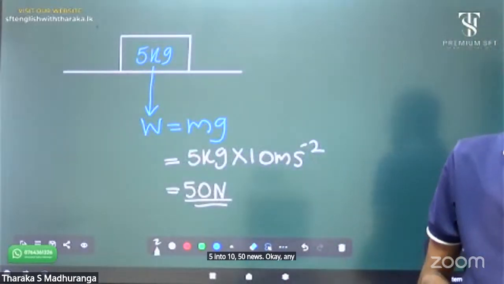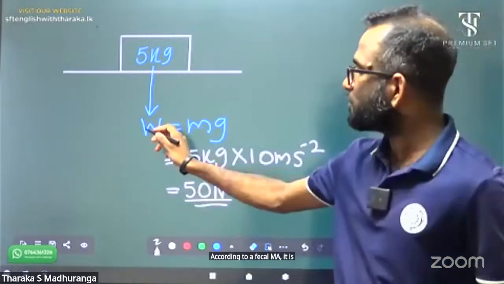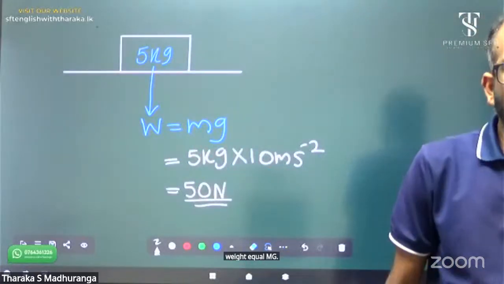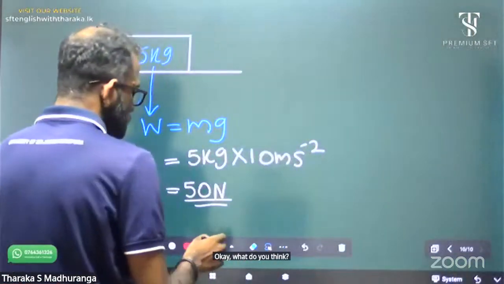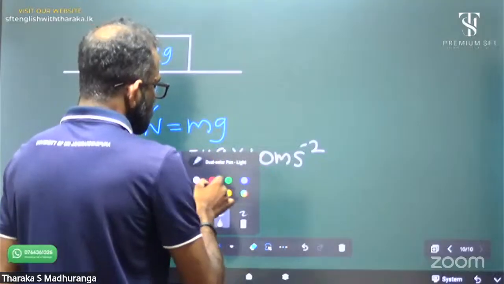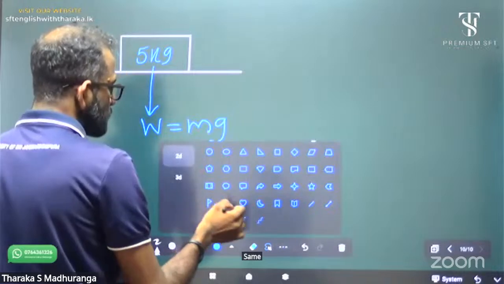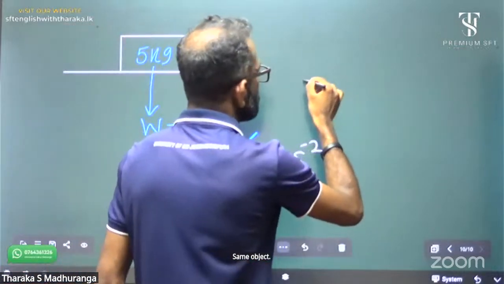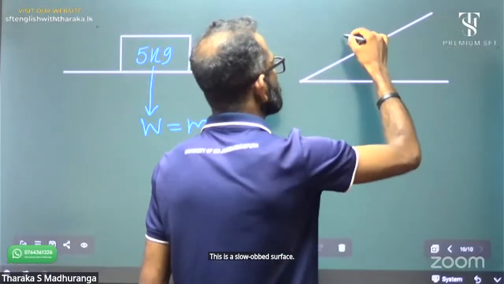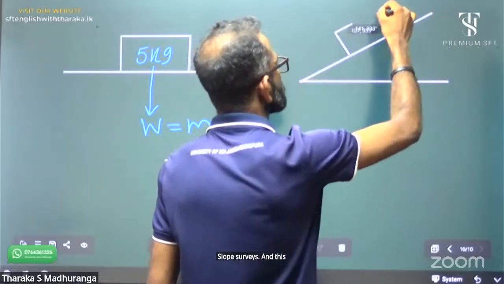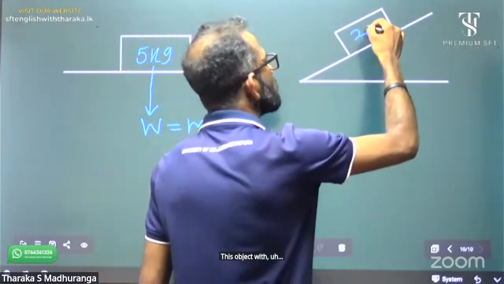Okay, any doubt up to now? It's a very simple thing, right? According to F equals ma, weight equals mg, mass into gravitational acceleration. Okay, think of the same object. Very important thing. This is a slope surface, and this is an object with mass 2 kilogram.